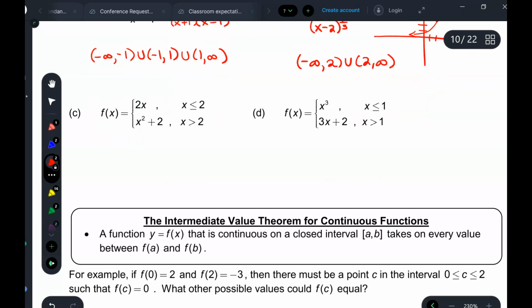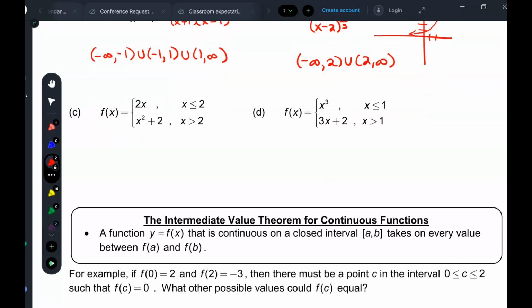Okay, next one we have is a piecewise function. Let's check for continuity first. We plug into here.